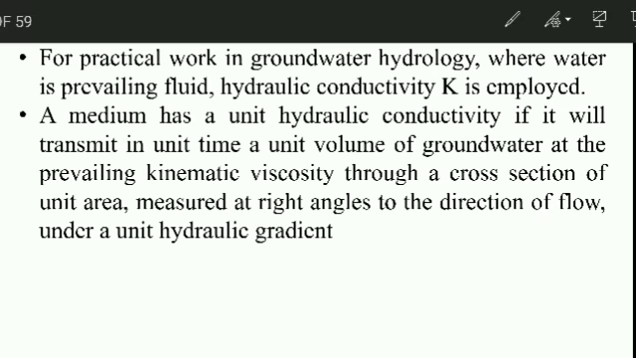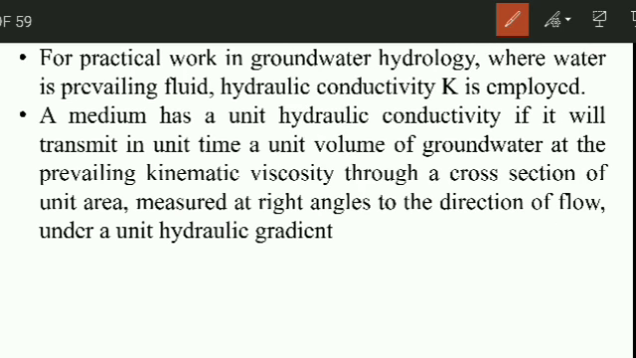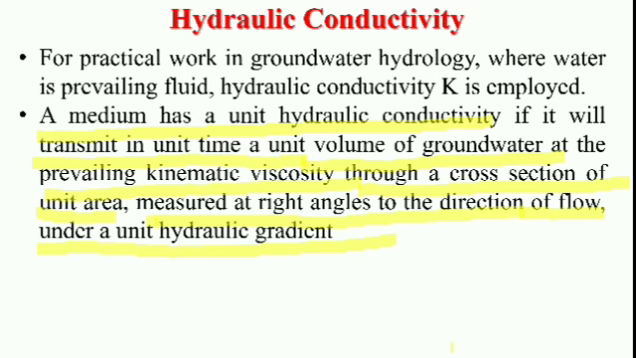So what is meant by hydraulic conductivity is: a medium will have a unit hydraulic conductivity if it will transmit in unit time a unit volume of groundwater at the prevailing kinematic viscosity through a cross section of unit area, measured at right angles to the direction of the flow under unit hydraulic gradient. So that is called the hydraulic conductivity.